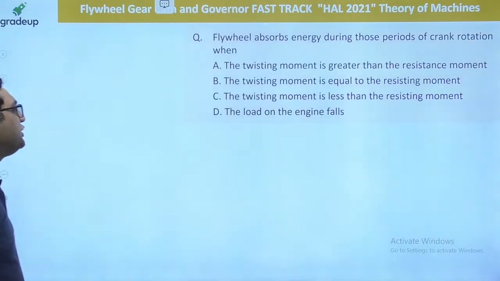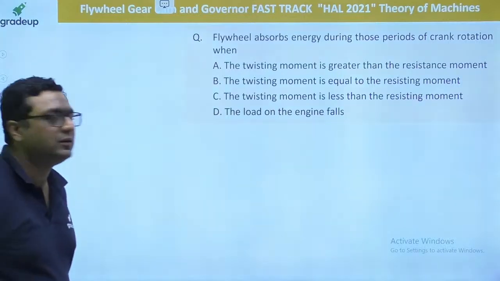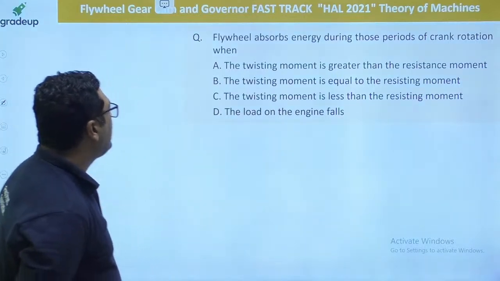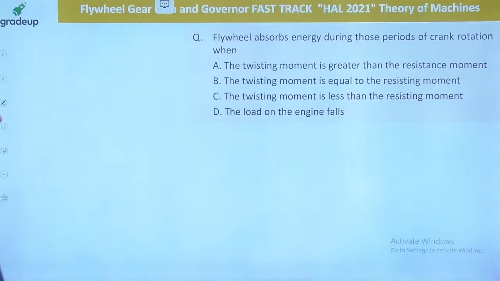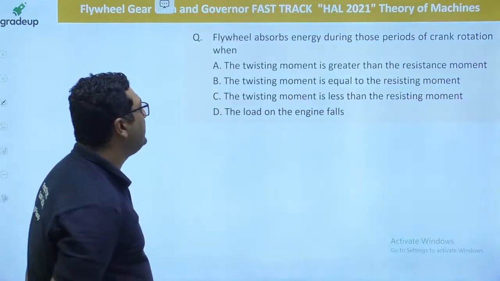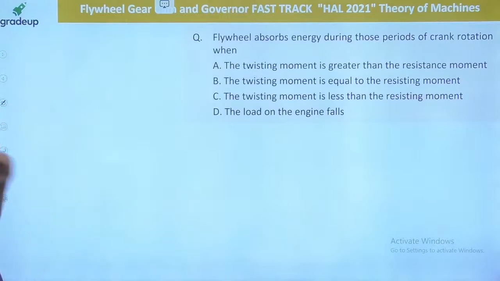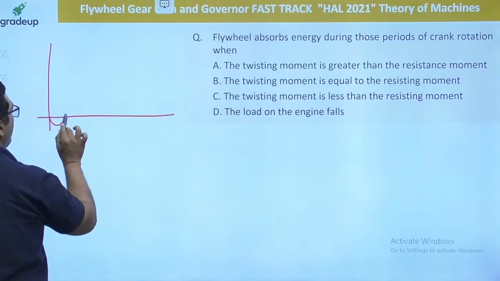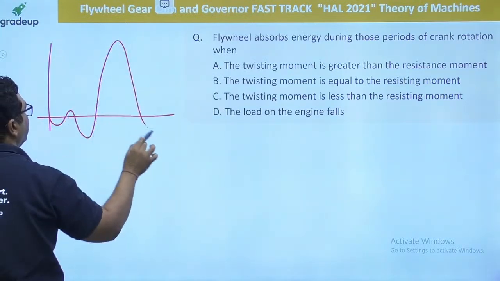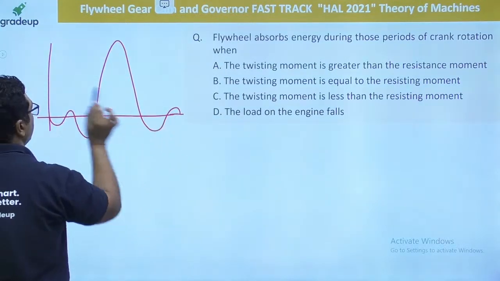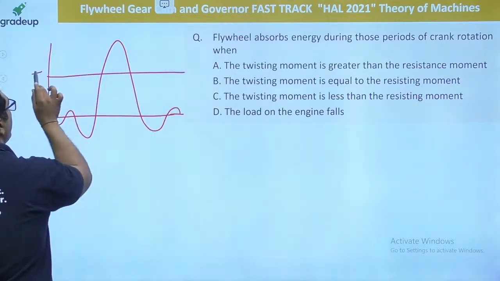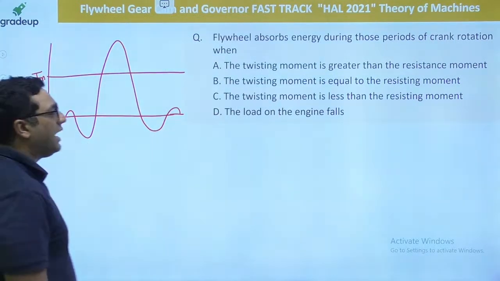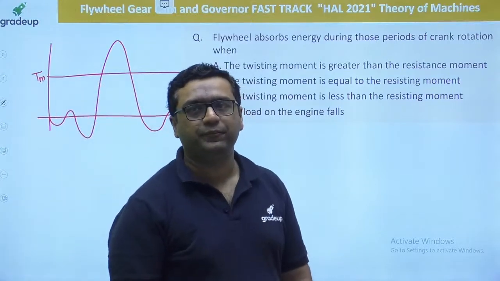Flywheel absorbs energy during those periods of crank rotation when: twisting moment is greater than the resisting moment, twisting moment is equal to resisting moment, twisting moment is less than resisting moment, or the load on the engine falls. So if I am showing you the 4-stroke IC engine case, you need to tell me, with this being the mean torque, when the flywheel is going to absorb the energy.